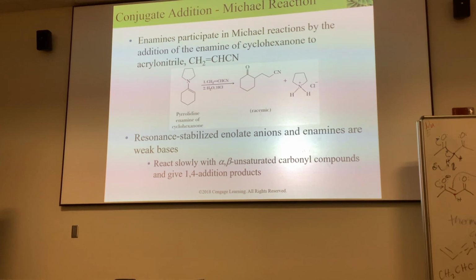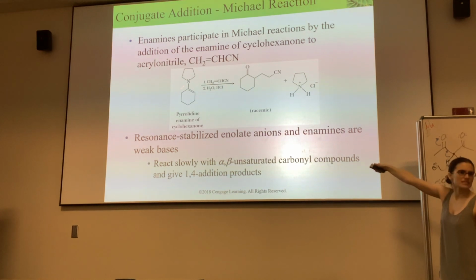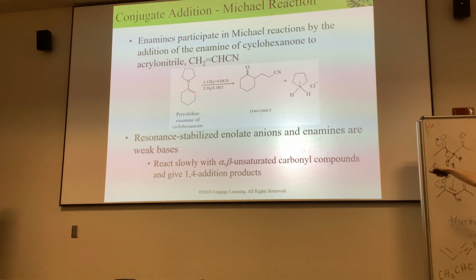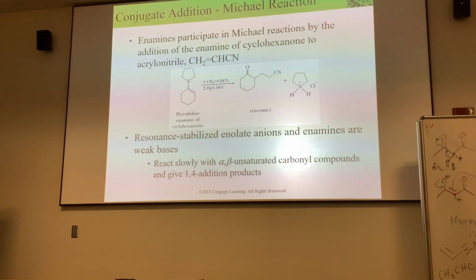Resonance stabilized enolate anions and enamines, they're weak bases, right? This guy, pretty weak base. Yes, this proton was acidic before we deprotonated it, but that hydrogen was pretty easy to remove, right? So if that proton was pretty easy to remove, then this whole thing is not dying to get that proton back. And it's only a good base if it is dying to get that proton back, like Grignard reagents, right? So pretty weak base. They're going to react pretty slowly with alpha, beta, unsaturated carbonyl compounds.